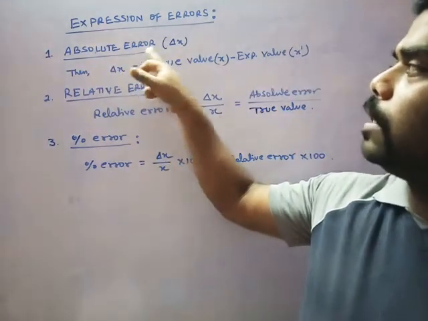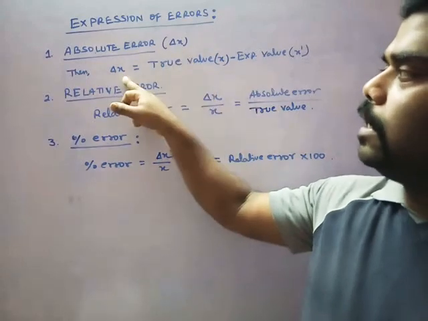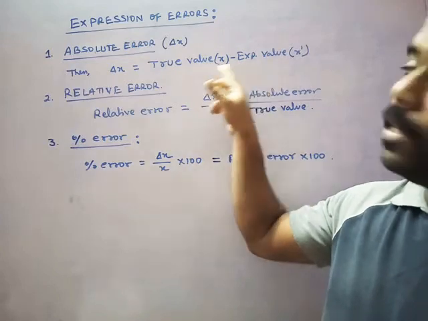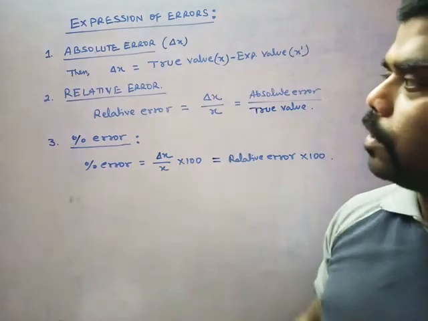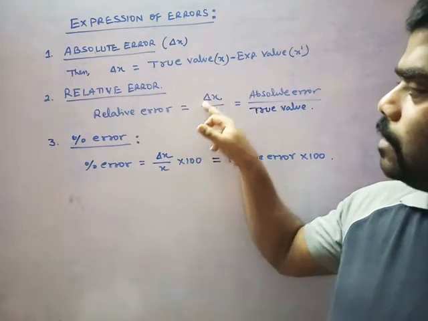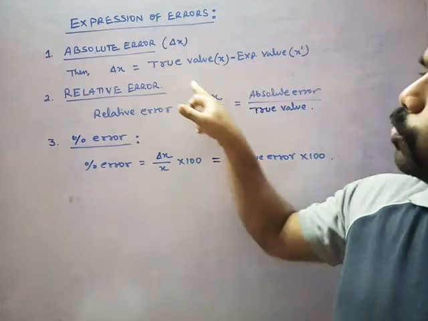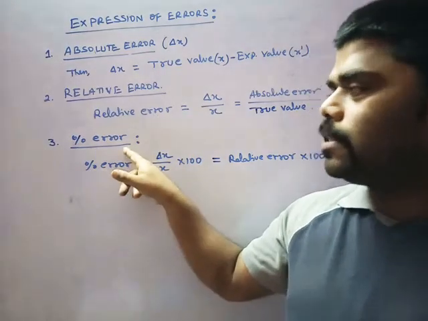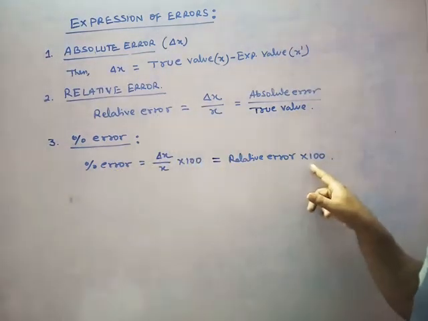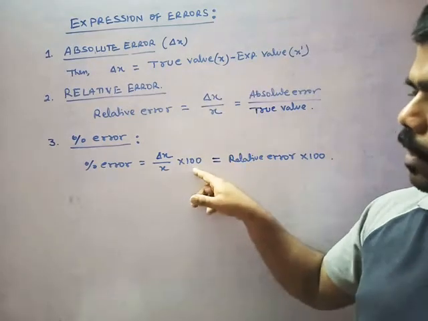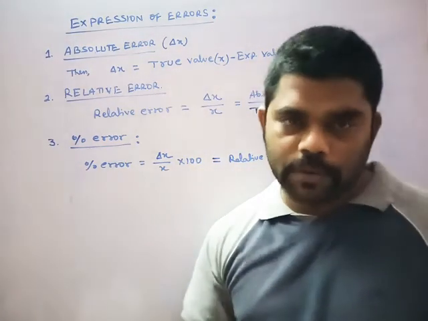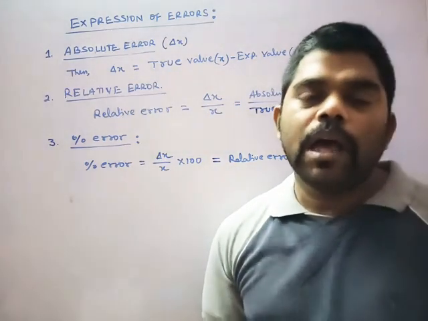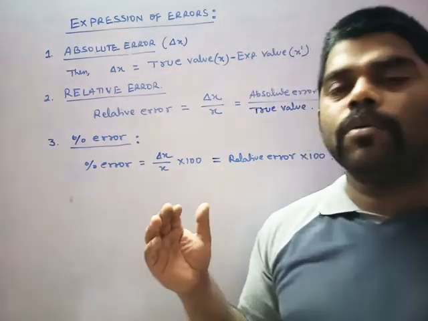When will we say absolute error? Suppose absolute error is del x. This is when the difference of the true value and the experimental value comes. Difference, minus, that's why it is called absolute. When is it relative? It is the ratio of absolute by true. We call this relative error. When is it percentage error? When we multiply this same relative by 100, this is called the percentage error. So these are the expressions of the error.